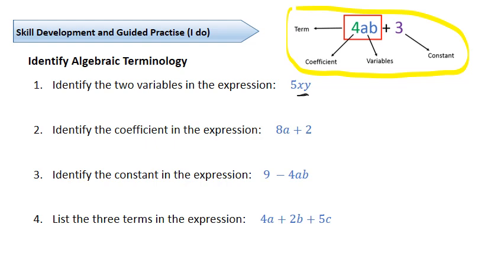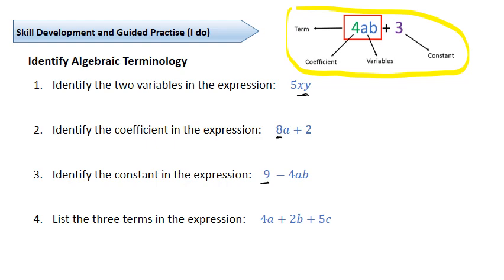Question 2, identify the coefficient. The coefficient is the number that comes before the variable. So in this case it's 8. Number 3, identify the constant in the expression. The constant is the number that's out there by itself. In this case it's 9.